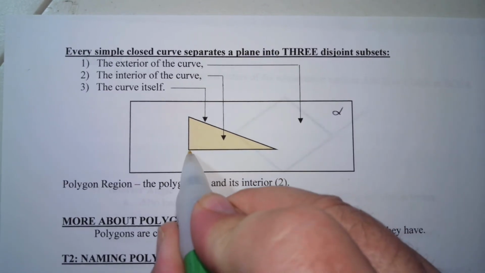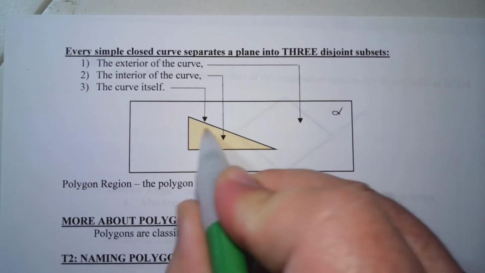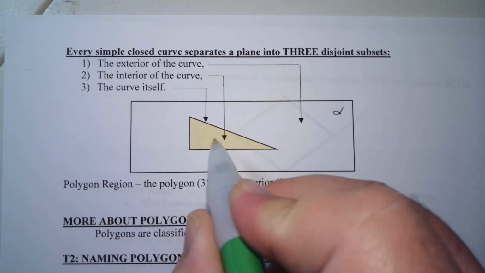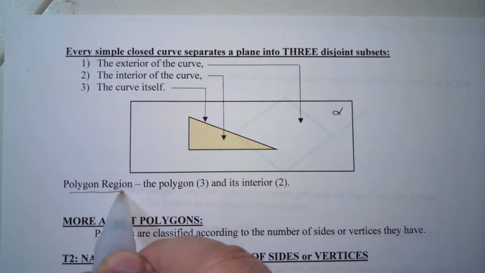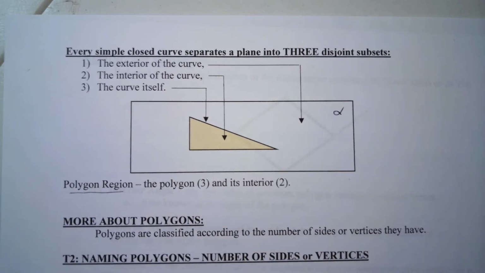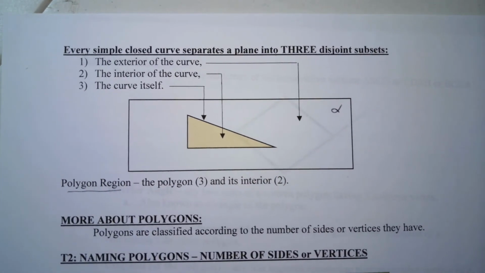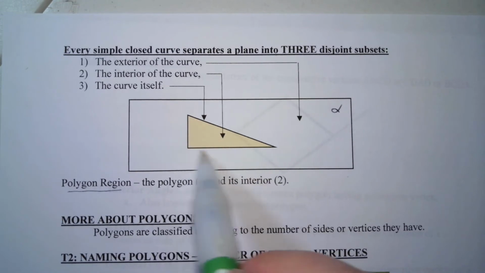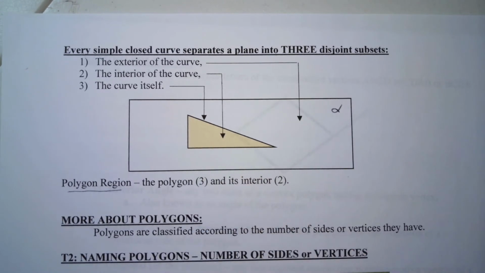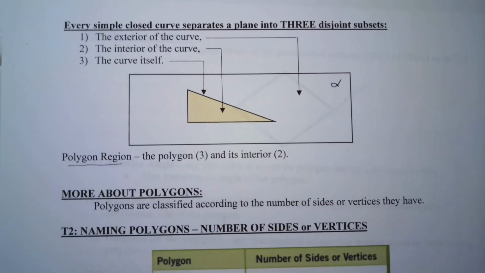Now, the outline and the interior of this polygon is called the Polygon Region. So when we talk about the Polygon Region, we're only talking about the outline and the interior of that shape.